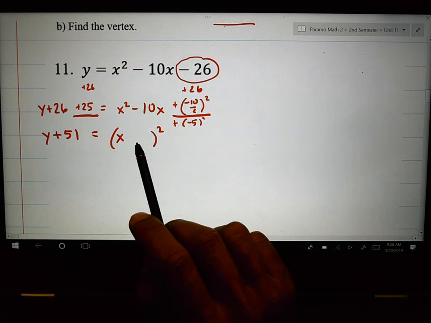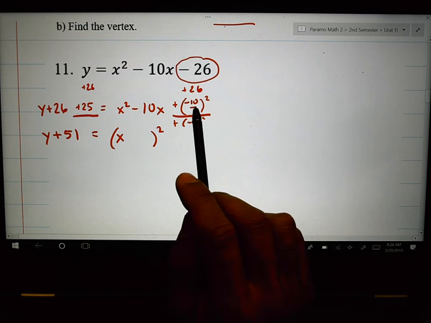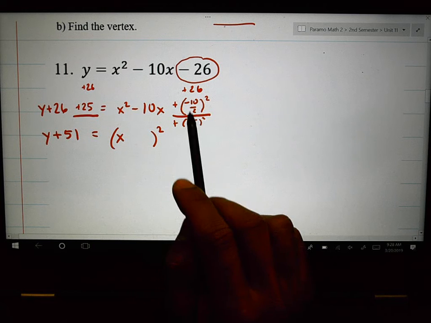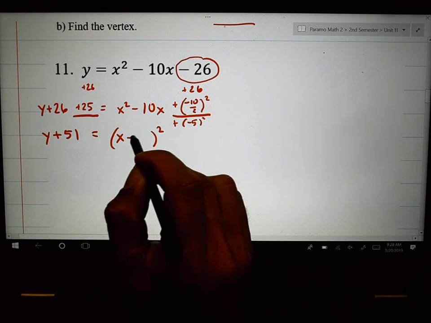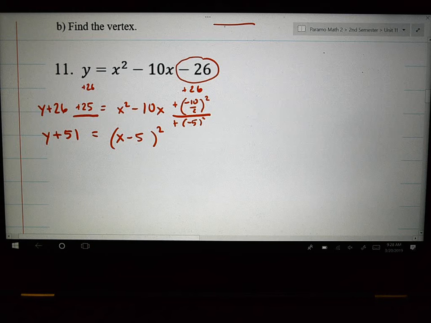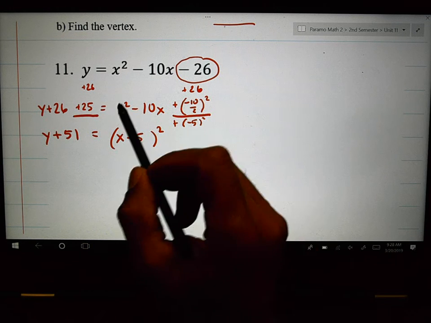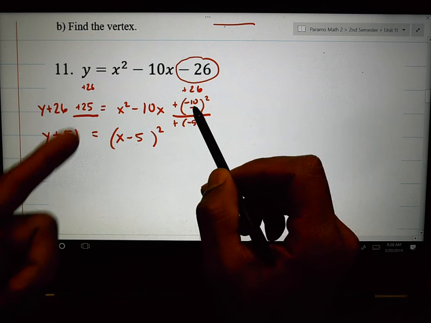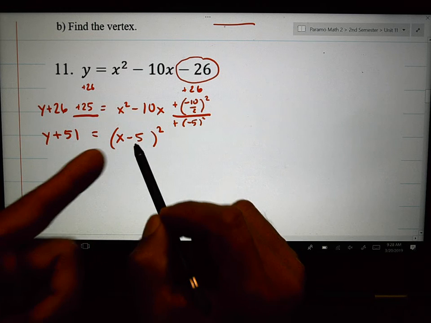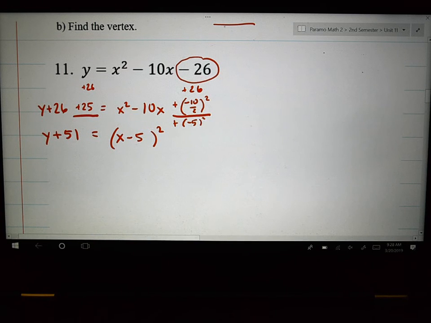What goes here? It goes the b over 2. The b over 2 is -5. This is a perfect trinomial square; half of b always ends up being the d value, that thing right there. We're almost done. There's only one more step, I think.